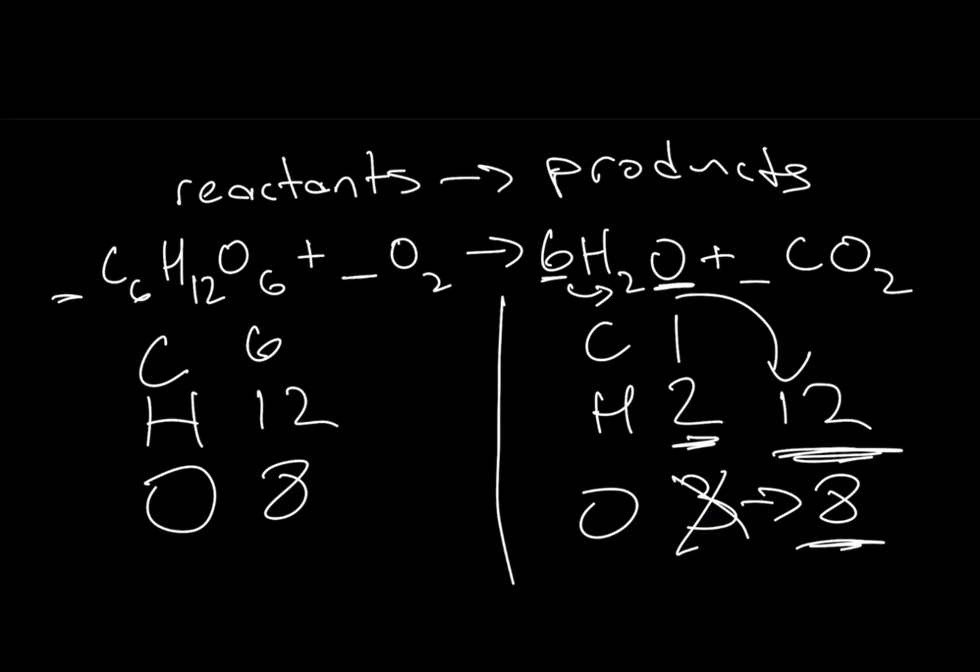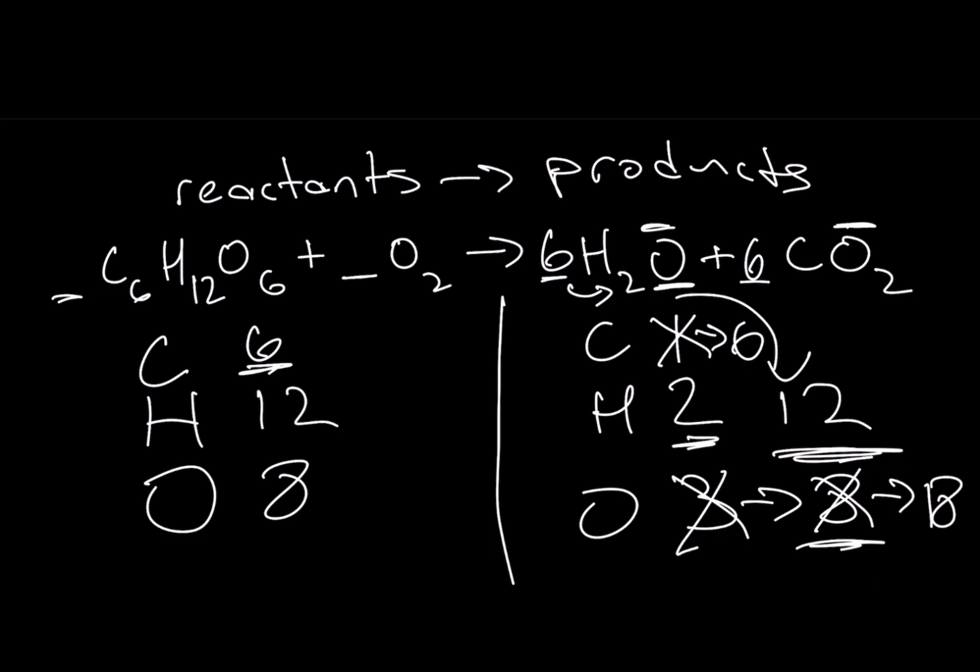Well, there's 6 carbon on the reactant side, but only 1 carbon on the product side. So we can do the same thing for carbon dioxide, and put a 6 in front of the molecule. So now, carbon is 6. But again, this changes how many oxygen atoms there are. So we have 6 here, and then 12 here, because 6 times 2 is 12. So in total, that means we have 18 oxygen.